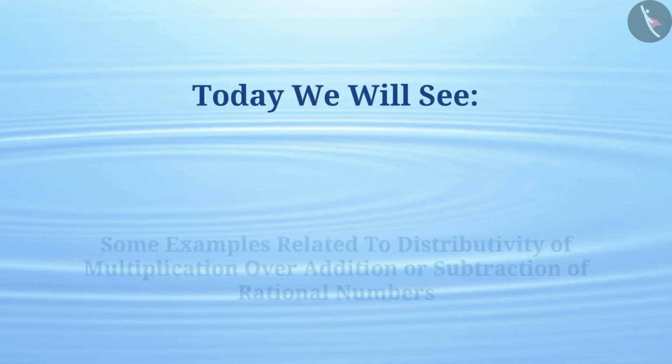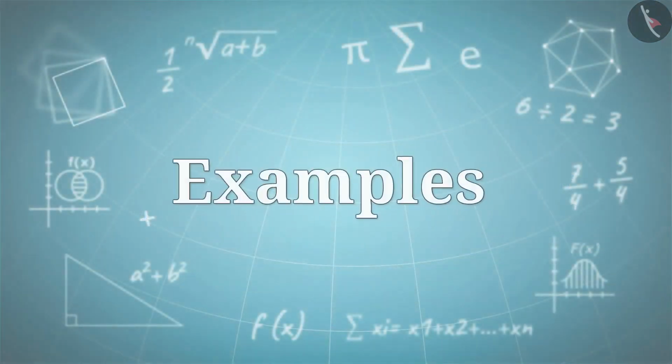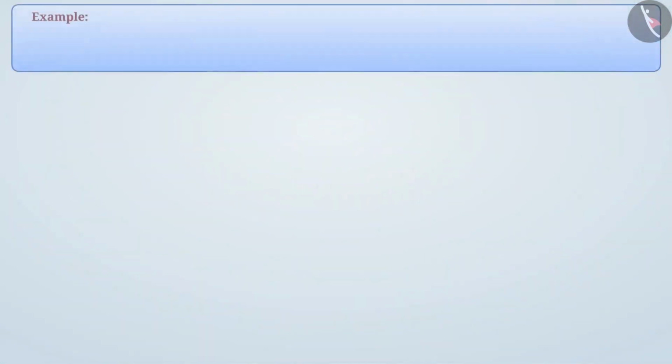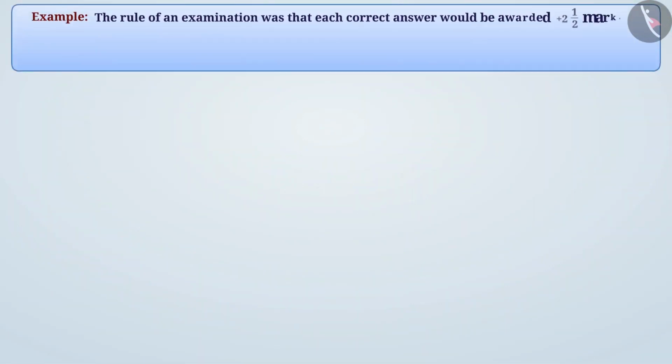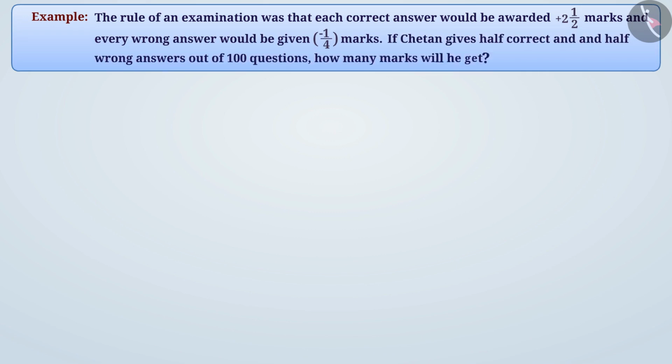Today we will see some examples related to distributivity of multiplication over addition or subtraction of rational numbers. The rule of an examination was that each correct answer would be awarded plus 2.5 marks and every wrong answer would be given minus 1 by 4 marks. If Chetan gives half correct and half wrong answers out of 100 questions, how many marks will he get?